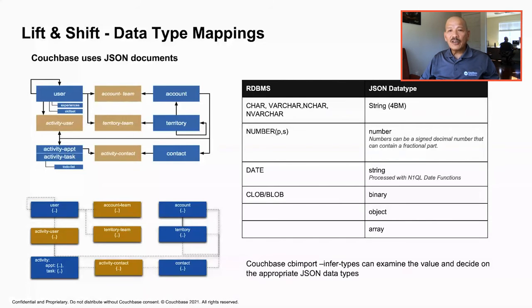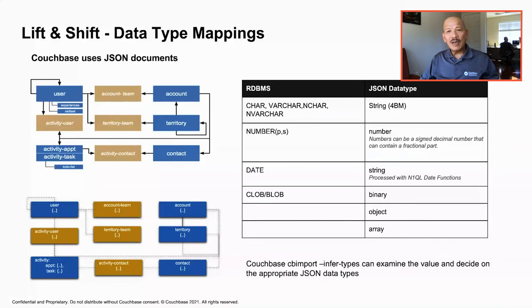Then we have date functions to allow the application to manipulate the date and timestamp fields, whether they are stored in Unix timestamp or ISO standard. For CLOB and BLOB, you can use the binary format to store the document. But as you can see, there aren't many decisions that you need to make for your RDBMS data type mapping to Couchbase. And in fact, the Couchbase import tool can perform this mapping automatically during the import.